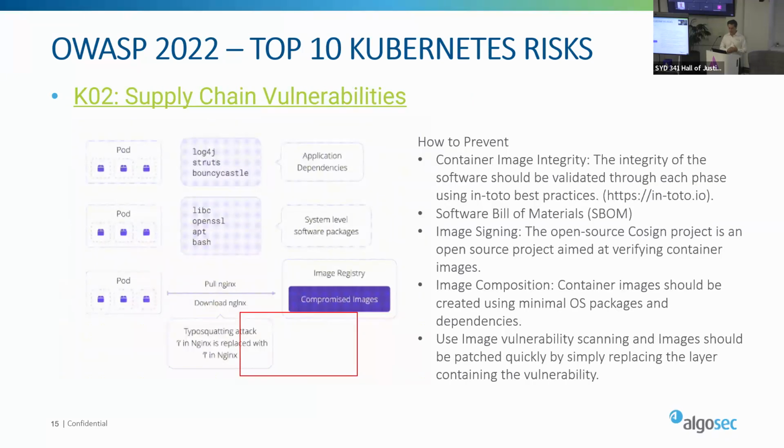Then supply chain vulnerabilities. In this case, there was a typosquatting attack, by changing one letter of an image, and the image that was pulled was a breached image, right? So it's always important to have integrity and validate each phase, right?